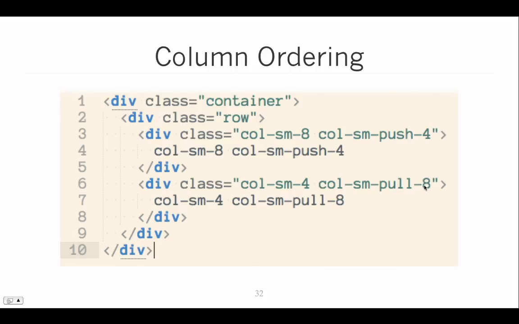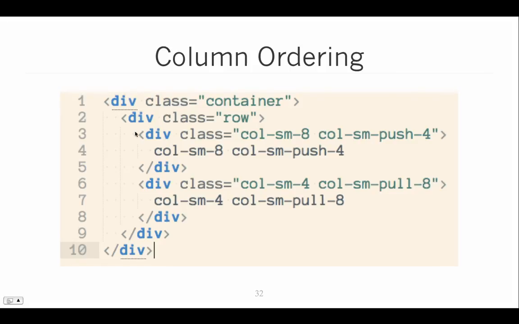So it's pulling it over to the left 8, which will slip past the first column's width set to 8. So basically we have a column that's 8 units wide that's being pushed over 4, and we have another one that's 4 units wide that's being pulled over to the left 8. Okay, so this actually reverses these and allows them to pull or push past one another.